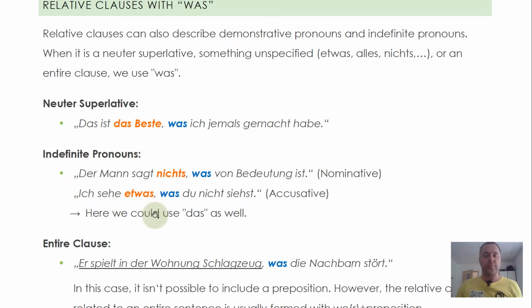And indefinite pronouns, this is, for example, those kind of words here, they're unspecified. Der Mann sagt nichts, was von Bedeutung ist. So the man says nothing that matters. Here we don't know the gender, so obviously then was. Same with etwas. There's no gender. Ich sehe etwas, was du nicht siehst. So I see something that you don't see. If there's no gender, we use was. This is the common thing when we use was, if there is no gender.